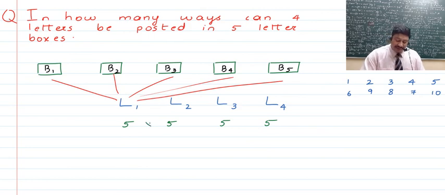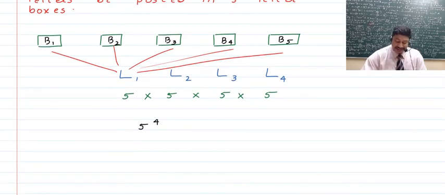Now children, if we multiply all of these, because the first work can be done in 5 ways, the second work in 5 ways, the third work of depositing the third letter and the work of depositing the fourth letter can again be done in 5 ways. By the principle of counting, it will be the product of all these different ways by means of which these works can be done. As such, the total number of ways will be 5 raised to the power 4. If you calculate this, 5 square is 25, so it's 25 into 25, that is 625 ways by means of which these letters can be deposited, right?